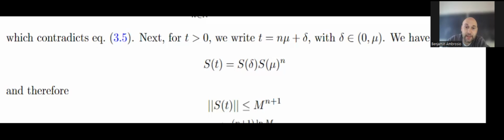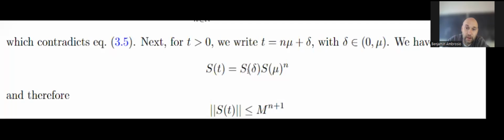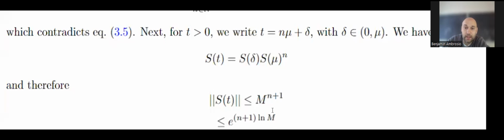So I write that, and then I use the property of the semigroup. So I obtain that. Now I take the norm, and since mu and delta are in the interval (0, mu), the norms of S(mu) and S(delta) are less than M. So I get that, and then I express M as the exponential of log of M. I get that, and finally I get the result.